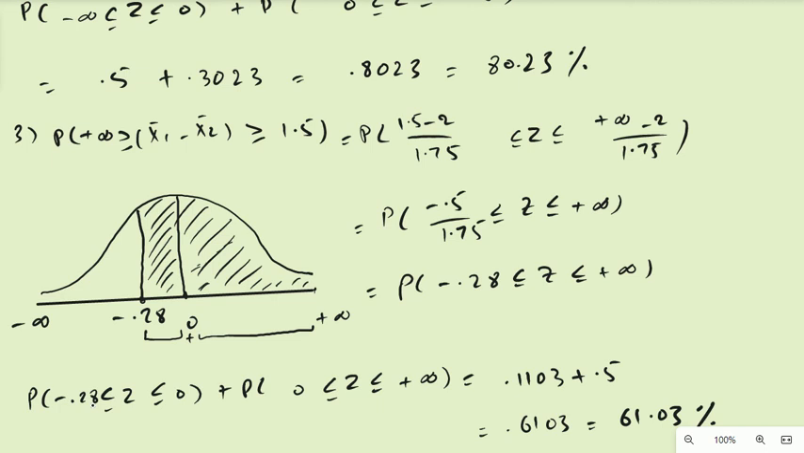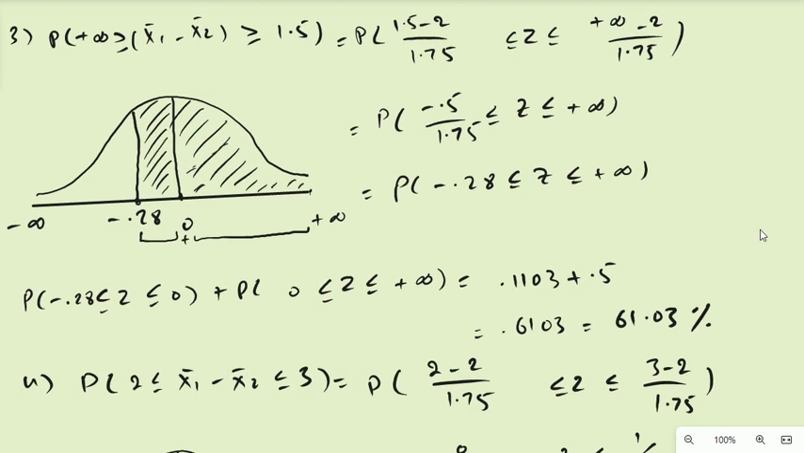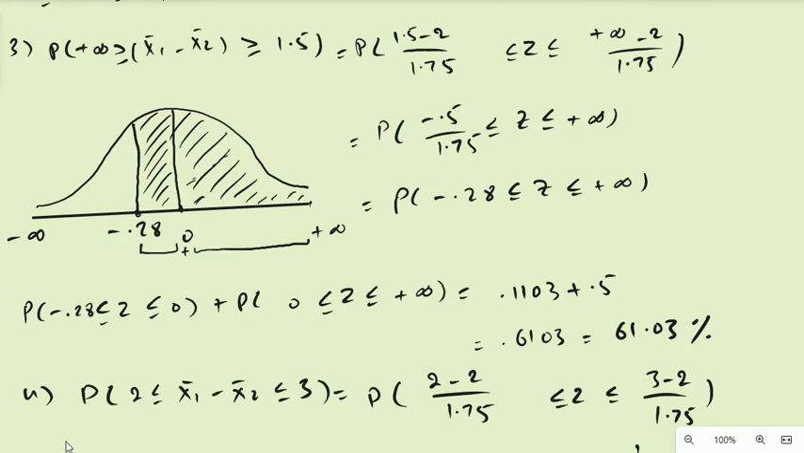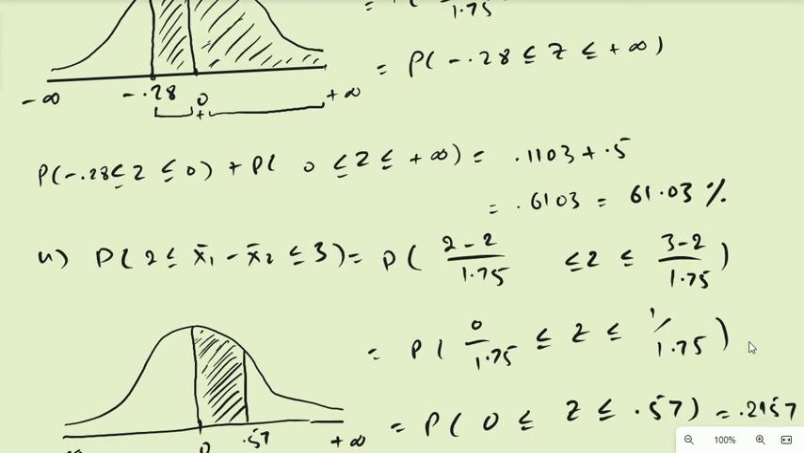If you see 0.2 below 0.08, its value is 0.1103, and in the same way half area is equal to 0.5. If you add the two areas, you get a 61% chance. The interpretation is the same. The next part is you need the probability that the difference between the average sales of the two restaurants for 16 days is in between 2 and 3 lakhs. So, put the minimum limit and the maximum limit, calculate it, and you will get two values. You need the area between 0 and 0.52.